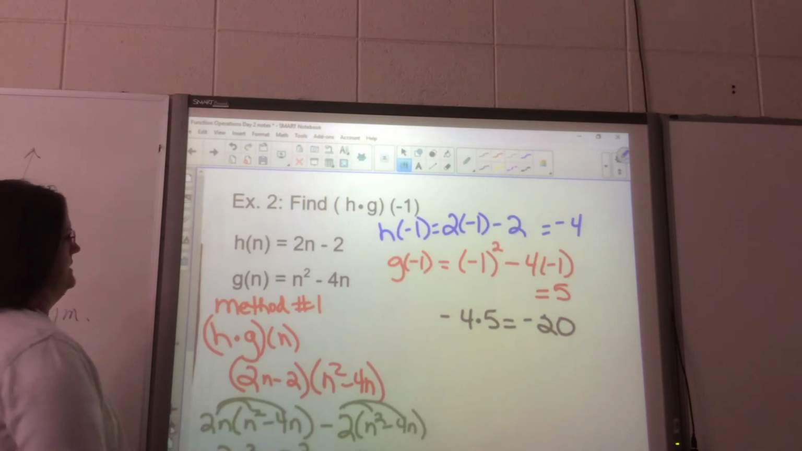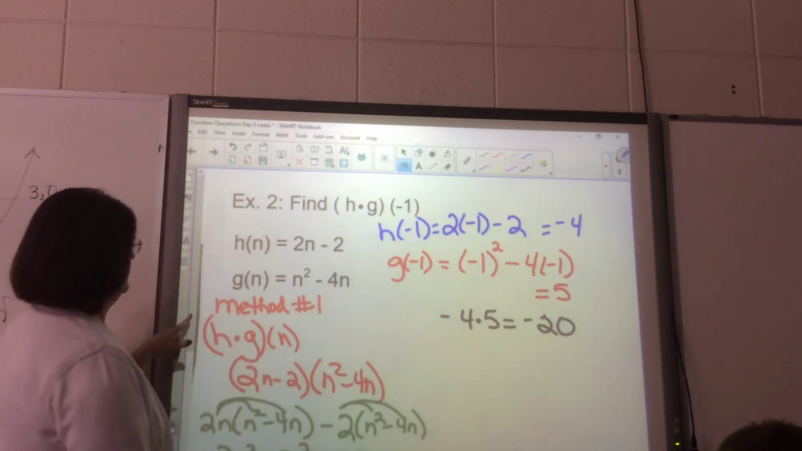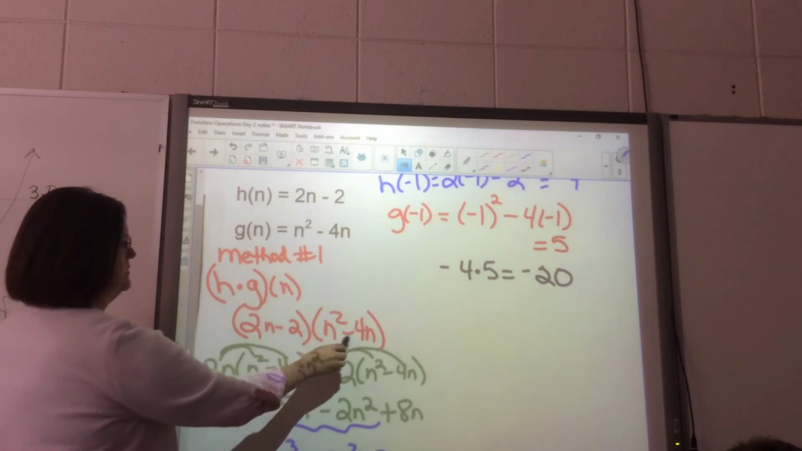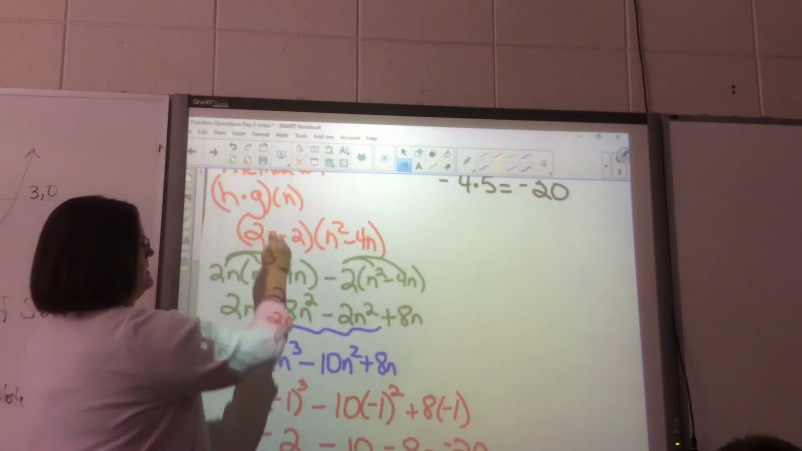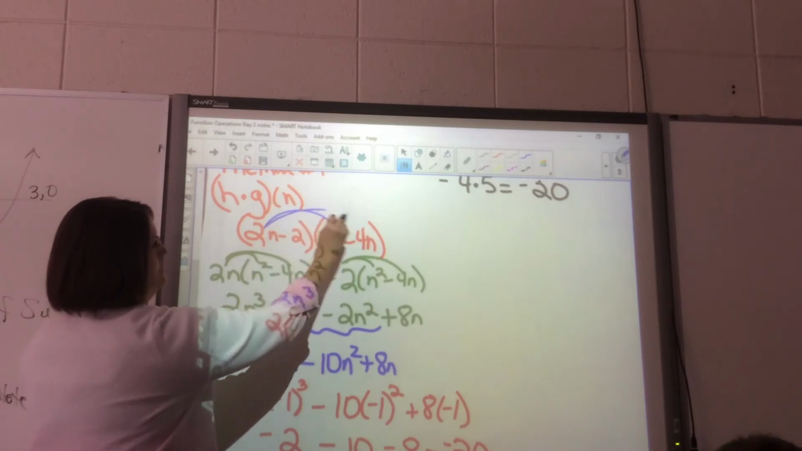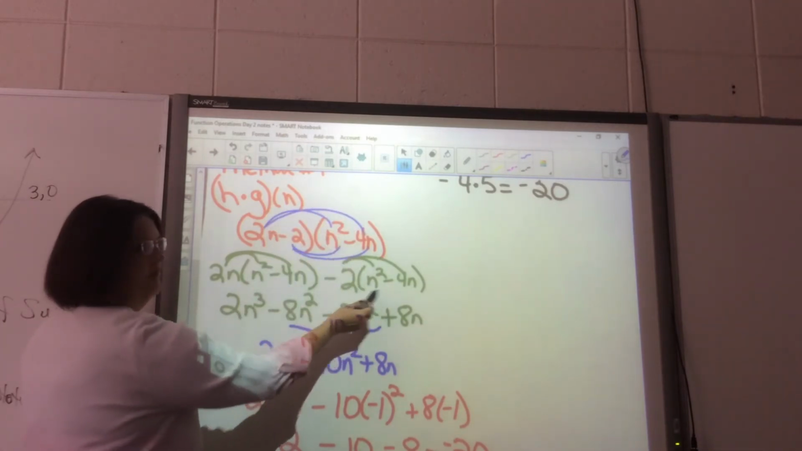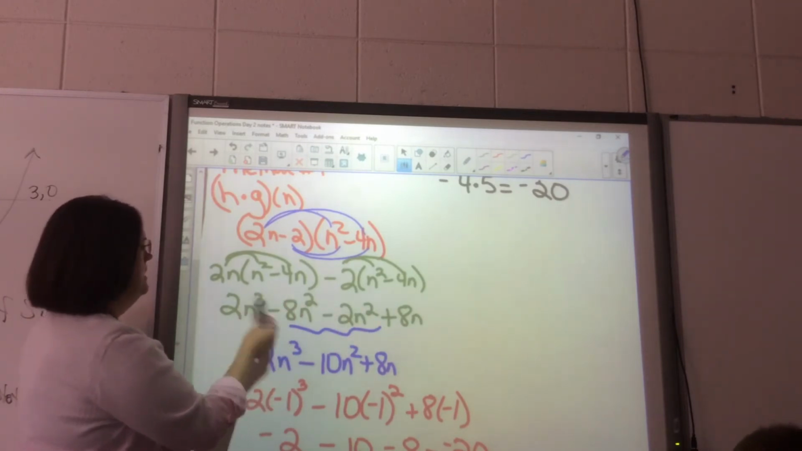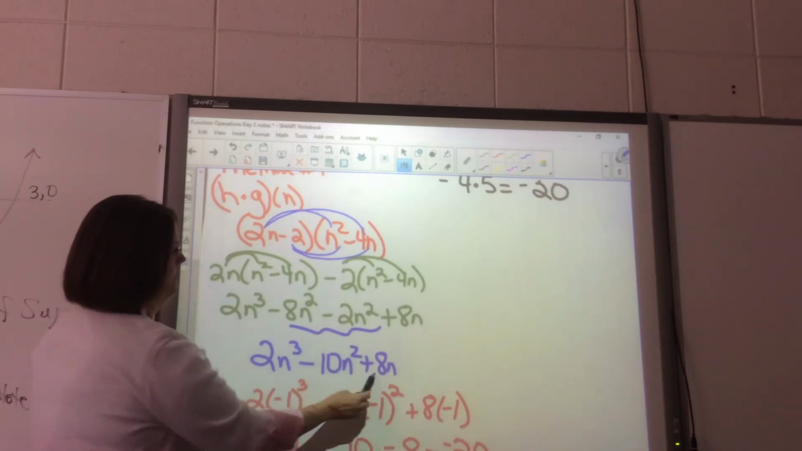Okay, this is h times g of negative 1. Here's method number 1, where you find h times g first. So 2n minus 2 times n squared minus 4n. All you're doing is taking this part times this one, and this one times this one, and doing your math. I'm not going to go into that because we did that before on the other video. That gives us 2n to the third minus 10n squared plus 8n.